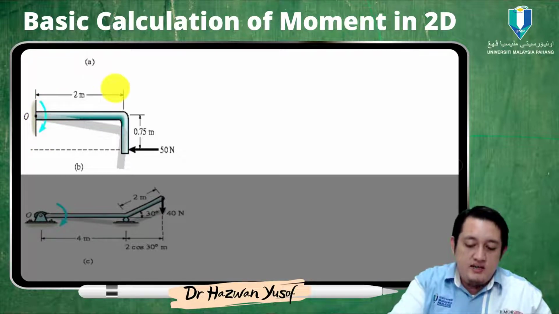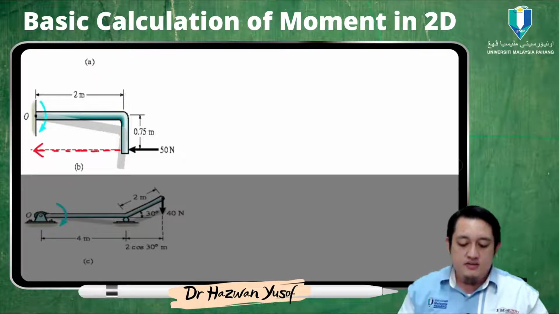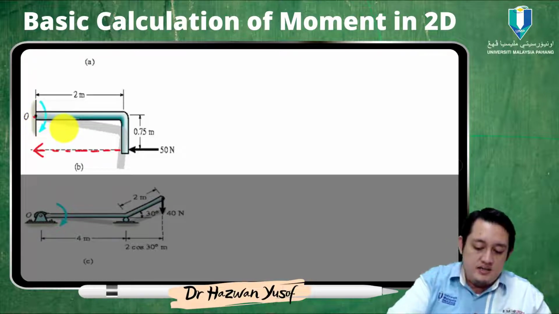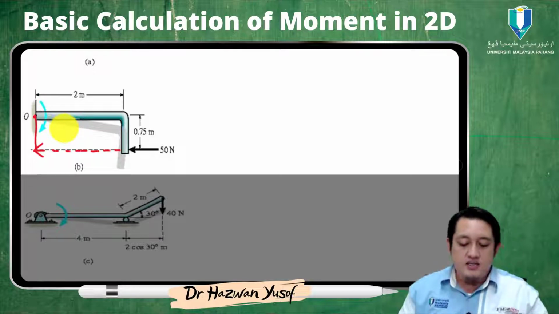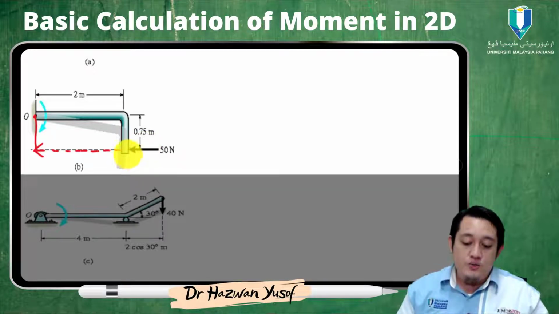If we look closely at this force here, if we extend the direction of this force like this, the distance which is perpendicular to this line of force is from here to here. So which one is this distance? This one here is 0.75. So if you don't know which direction to use, make sure you extend this line of force like this. Draw on this figure here. Extend it like this.